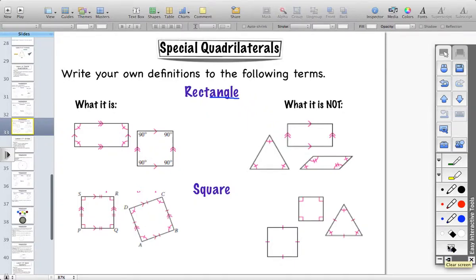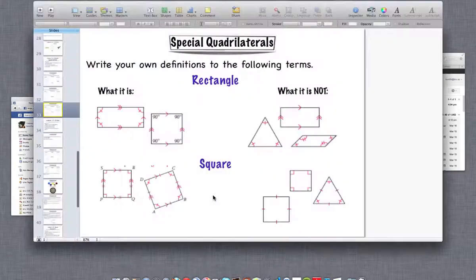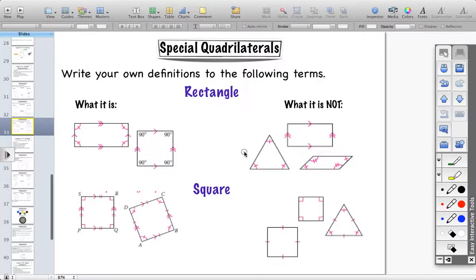We'll look over your definitions in class to make sure you're on the right track when it comes to classifying our shapes. But that's it for special quadrilaterals. So when you are ready, go ahead and share your definitions, and we will do some exercises in class.